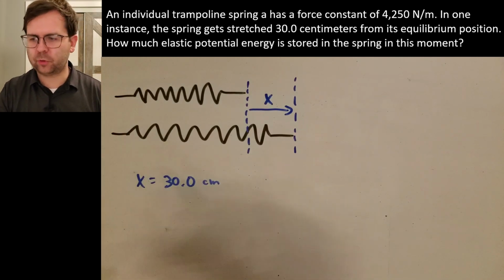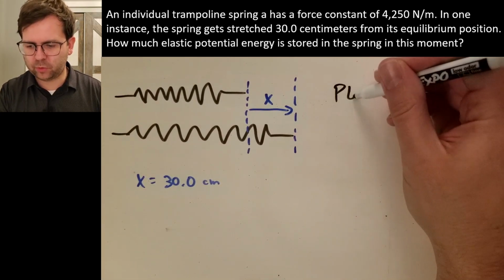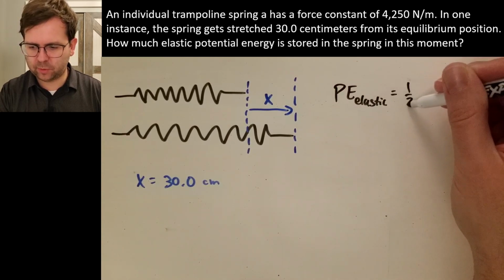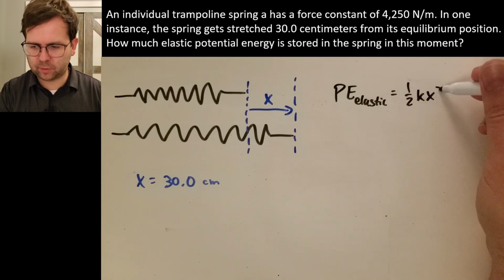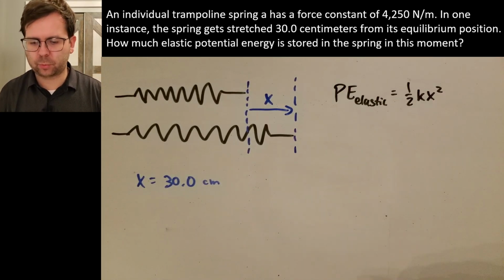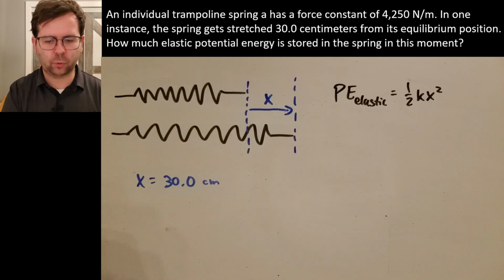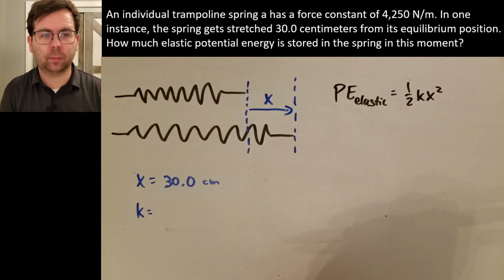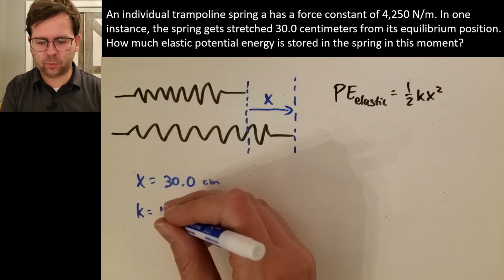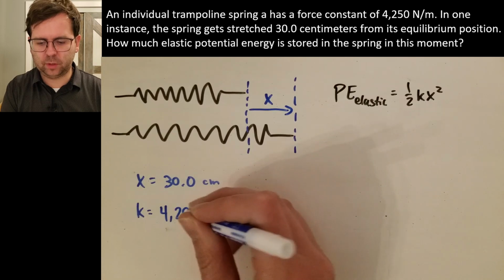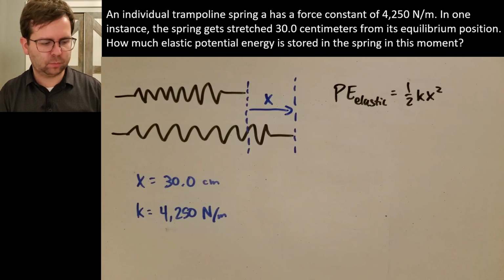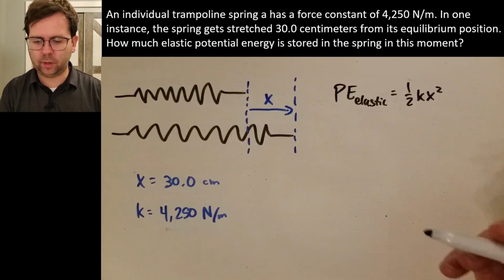To find the elastic potential energy, we're going to use this equation here. So the elastic potential energy is 1/2 times k times x squared, where k is the spring constant, also called the force constant. We were given in the word problem that the spring constant is 4,250 newtons per meter of stretching. Okay, so using that, we can solve our problem already. We have all the things we need.